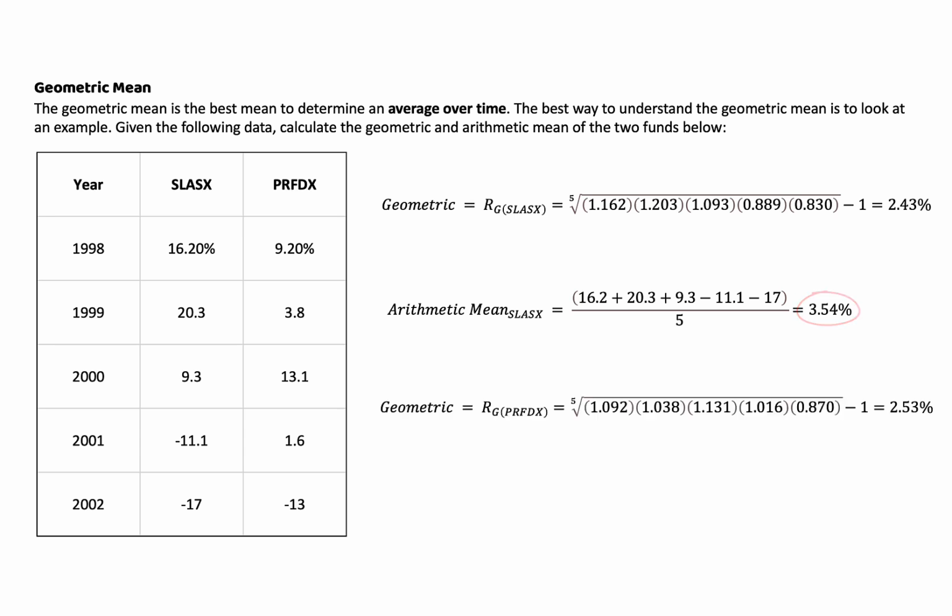And same thing with the other fund. I could do the geometric mean at 2.53% and the arithmetic mean at 2.94%. This example, while great, doesn't necessarily do the best job of highlighting the value of the geometric mean as our next example here. So suppose I want to calculate the arithmetic mean and geometric mean for the following.